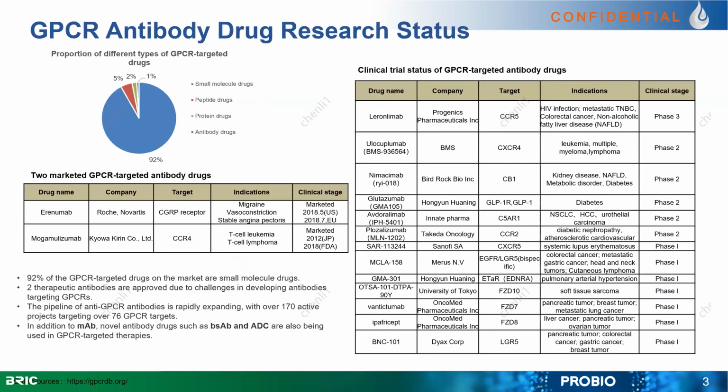GPCR is one of the most popular families in drug discovery and development. However, the majority of these launched drugs, 92% to be more specific, are small molecules. So far, there are only 2 antibody drugs launched in the market. Nevertheless, there are over 170 active pipelines targeting 76 GPCR proteins in the format of monoclonal antibody therapies, bispecific antibody therapies, ADC therapies, and gene and cell therapies.